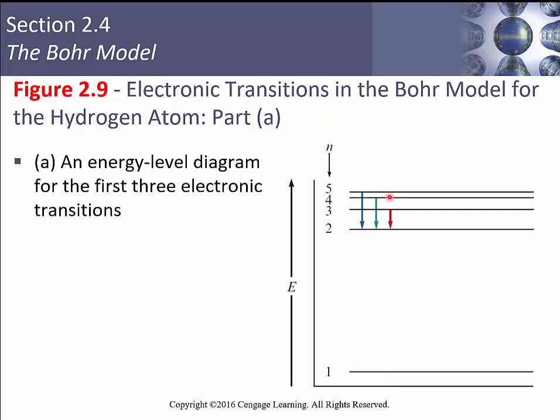If you look at the transition between 4 to 3, that's a lot smaller, or 5 to 3. The transitions where they end up at 3 are going to usually be in the infrared. They're a lot less energy. They're below the wavelengths that we can see.